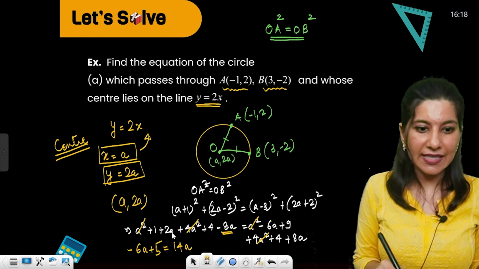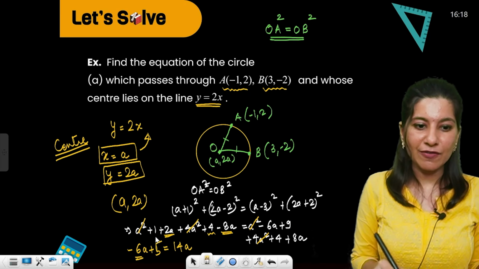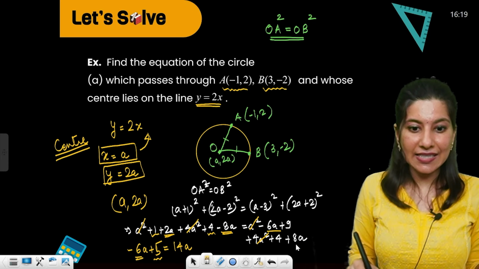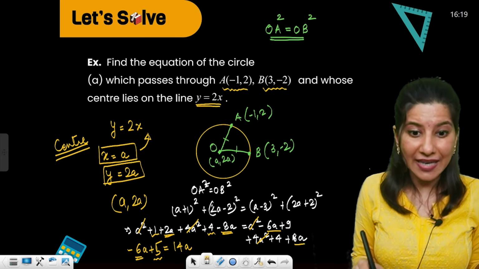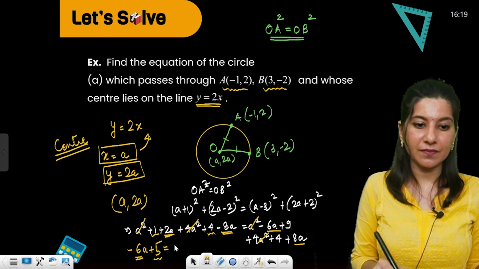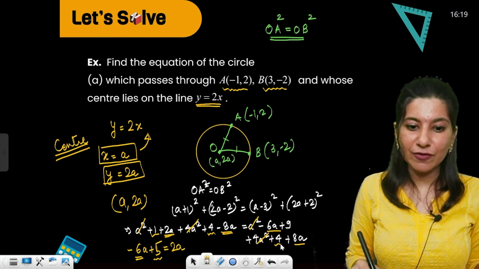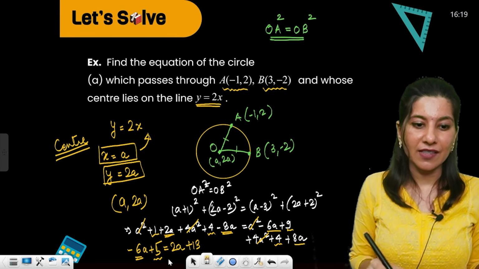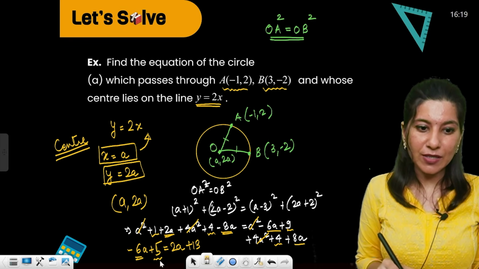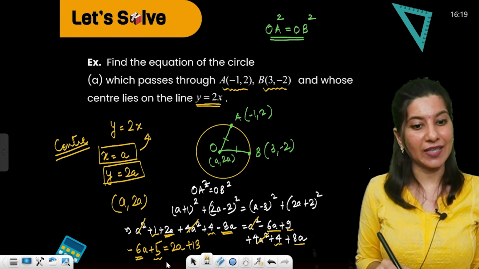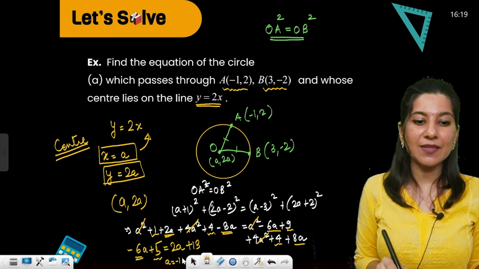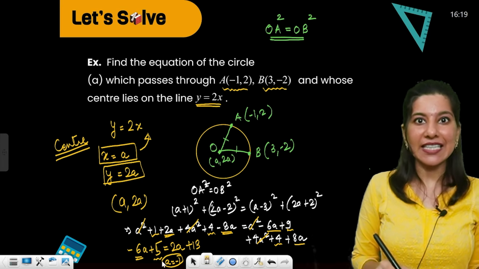Now on the left hand side we have minus 8a plus 2a, which is minus 6a, and 4 plus 1 is 5. Left hand side is sorted. Now the right hand side: minus 6a plus 8a, so this is going to be 2a, and 4 plus 9 is plus 13. So if you solve it, 8a is coming out as minus 8. So a is coming out as minus 1, right? a is coming out as minus 1.